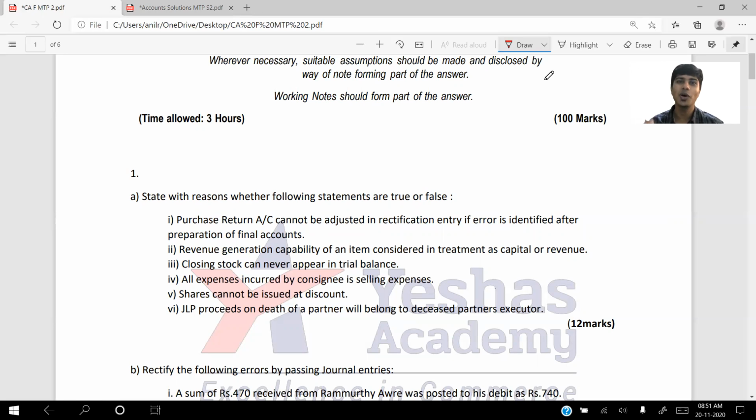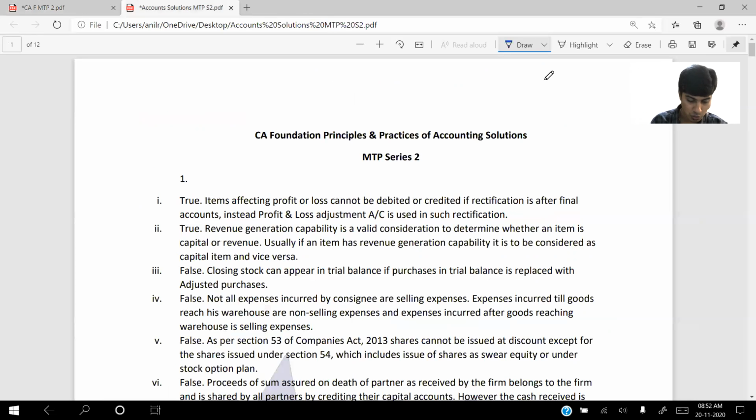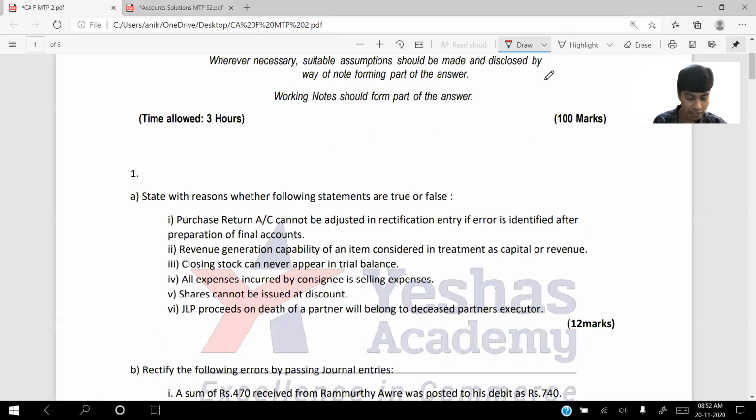I'm assuming this to be a normal 10 rupees pen or 10 rupees pencil. That's the basis on which I said this. I'm not referring to an e-pen or a touch pen which goes up to 10,000, 12,000 rupees. No, no, no. I'm referring to a normal pencil. So its revenue generation capability is an important consideration to determine whether an item is capital or revenue. The answer is true. Yes, revenue generation capability is a valid consideration. Let us go to the next one.